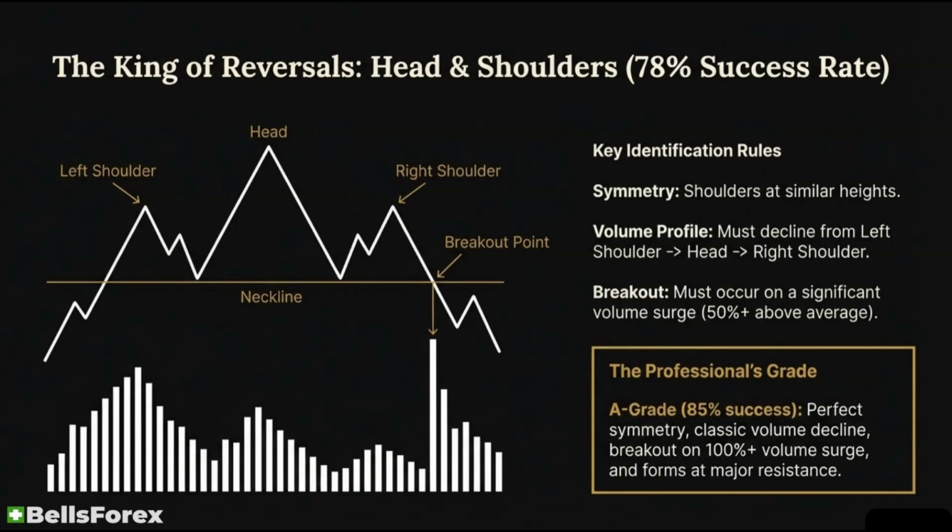This lower high is critical. It confirms momentum has weakened, and crucially, the volume on this right shoulder rally should be the lowest of all three peaks. And the neckline just connects the two troughs between those shoulders and the head. That's the critical make or break support level.